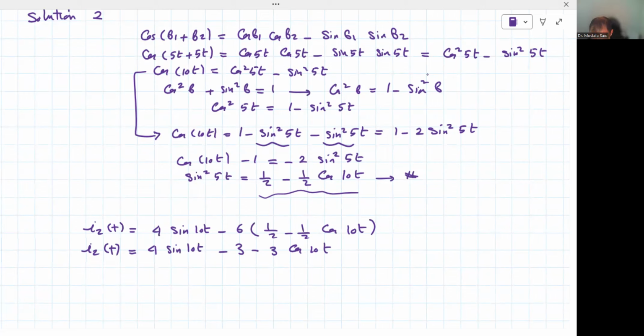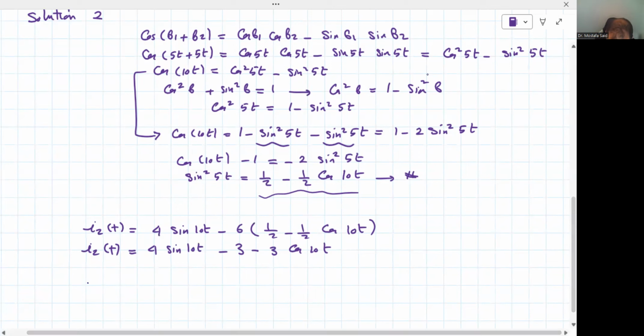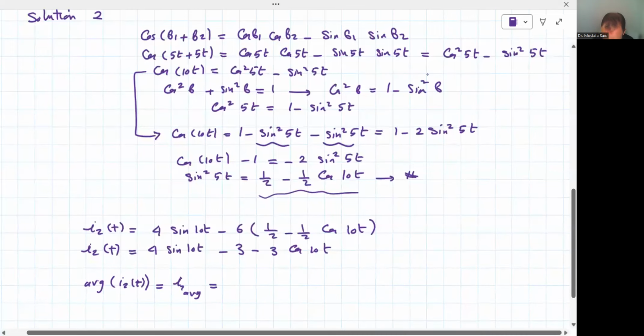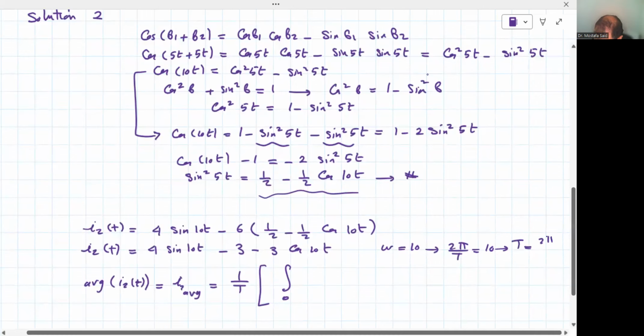Just one note before we go forward and solve that integral. Let's write it as the integral. The average of I2 of t, which can be written as I2 average, equals 1 over T, then the big integral from 0 to T. Omega is equal to 10, so 2 pi over T equals 10. From that, T is equal to 2 pi over 10. So 2 pi over 10.